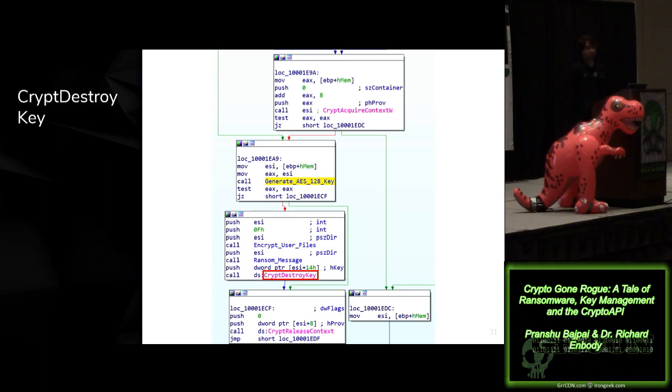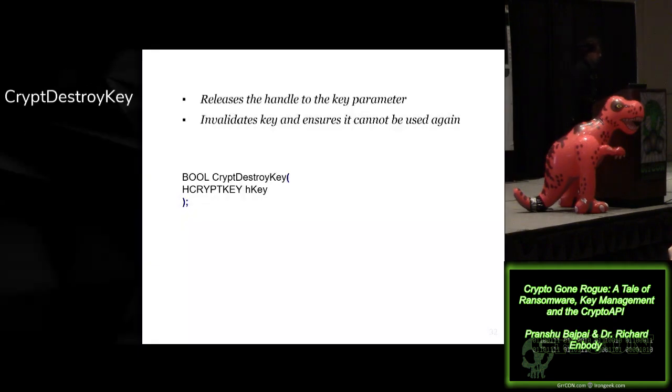Unfortunately, in the case of this ransomware, they did it right, and they destroyed the key from memory. And so it cannot be recovered once this function executes. So CryptDestroyKey is responsible for removing the key from memory, releases the handle to the key parameter, and invalidates the key and ensures that it cannot be used again. The usage is very simple. You just need to provide the handle to the key, and CryptDestroyKey will take care of the rest.